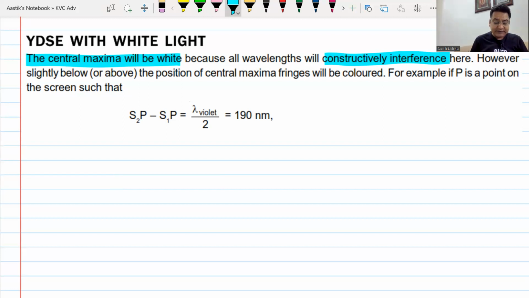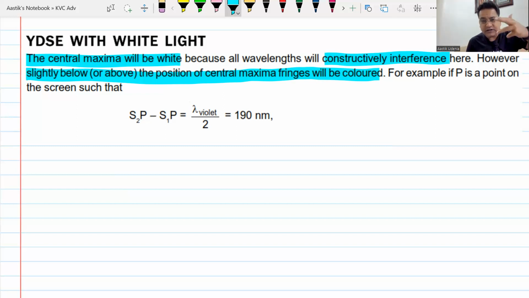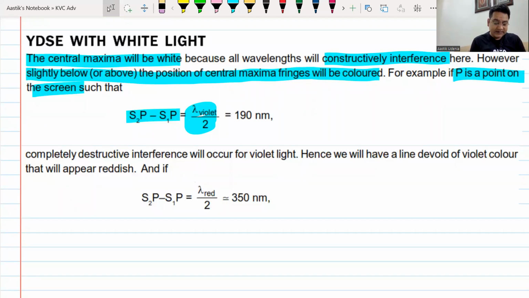But slightly above or slightly below the position of central maxima, the fringes would be colored depending on the wavelength, depending on the color of the light. For example, if P is a point on the screen, and S2P minus S1P is lambda violet by 2, then destructive interference will happen for violet light. Do we understand this? Yes, sir. Similarly, if we have S2P minus S1P as lambda red by 4, we shall have destructive interference for red. Do we understand this? Yes, sir.